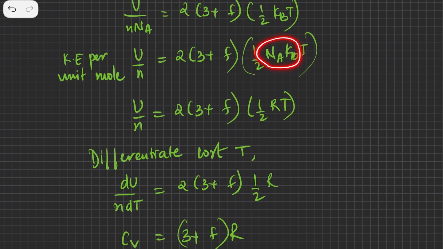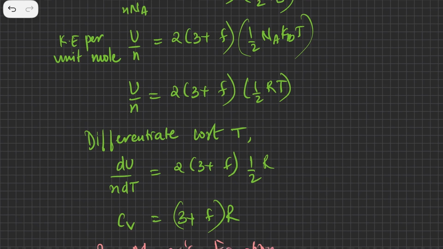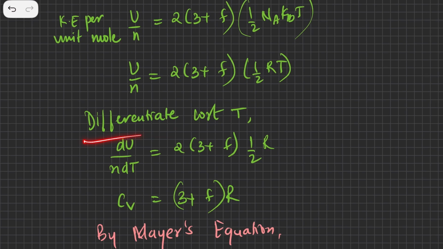Now Na into Kb is nothing but R, that is the universal gas constant. So wherever there is Na and Kb, I have just simply removed it as R. Now I am going to differentiate this with respect to temperature. So differentiating with respect to temperature, I get du by n dt.